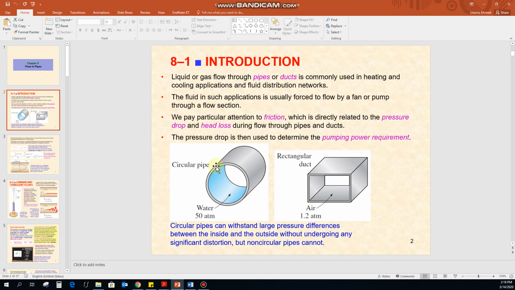Now we can either use the pipelines to transport the fluid, or we can use rectangular ducts to transport the fluid from one place to another. So when do we use these circular pipelines? Whenever we need to transport fluids at very high pressures, we use circular pipes, and if we need to transport fluids at relatively low pressures near atmospheric pressure, we can use the rectangular duct. So in most of the process industries, where we have to deal with highly pressurized fluids, we use circular pipes, and in our homes and offices, we use rectangular ducts for heating and cooling purposes.